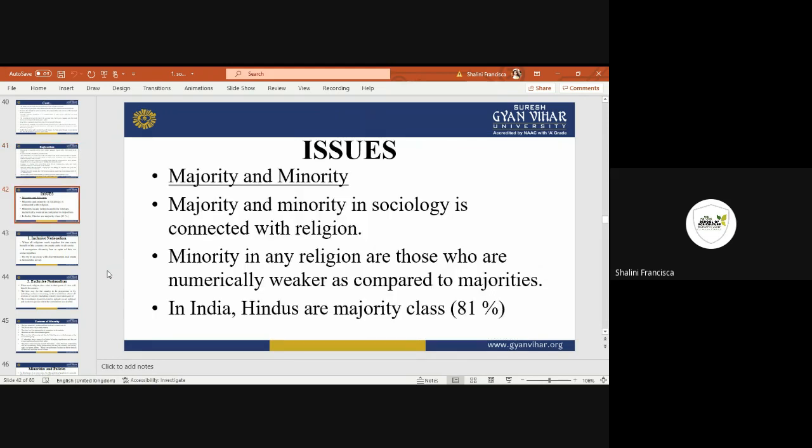Issues: majority and minority. Majority and minority is connected with religion in sociology. Minorities in any religion are those who are numerically weaker as compared to the majority. In India, Hindus are the majority, almost 81% of the total population.